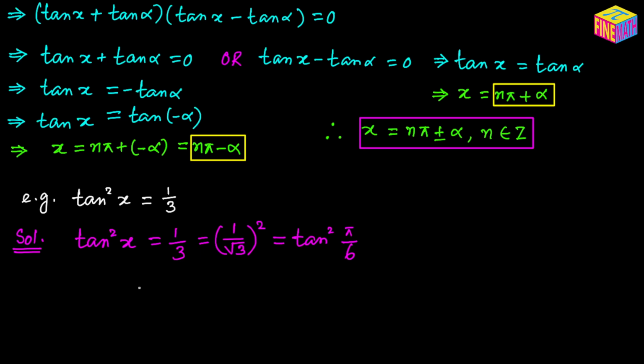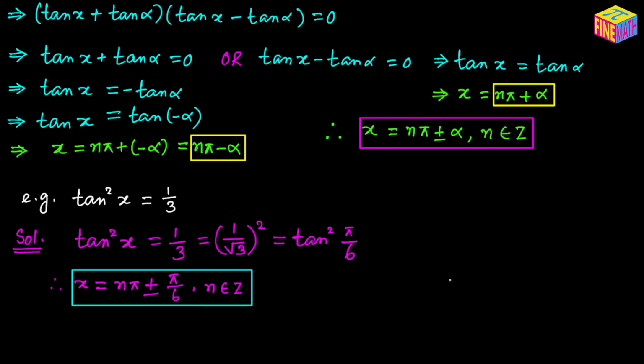Now from here the solution is pretty easy. Now we are going to use the formula directly. X will be equal to n times pi plus or minus pi over 6, where n is an integer of course. And that is the solution for this example trigonometric equation, which is tangent square of x equals 1/3, and the solution is x equals n times pi plus or minus pi over 6, where n is an integer.